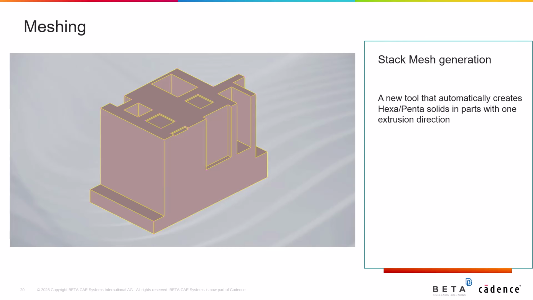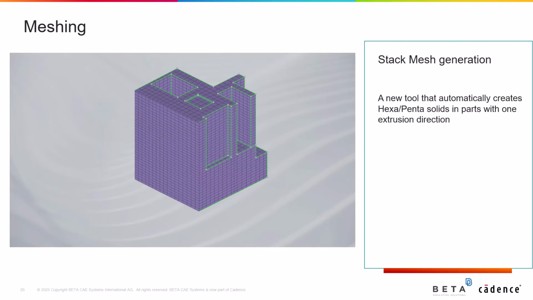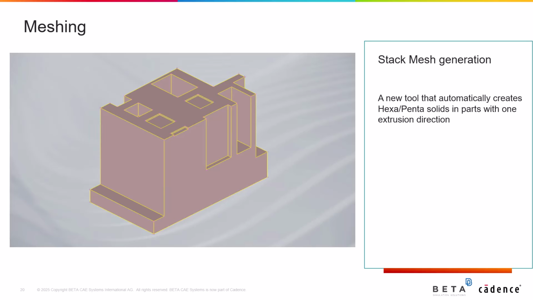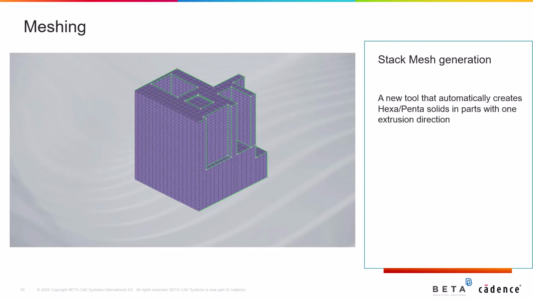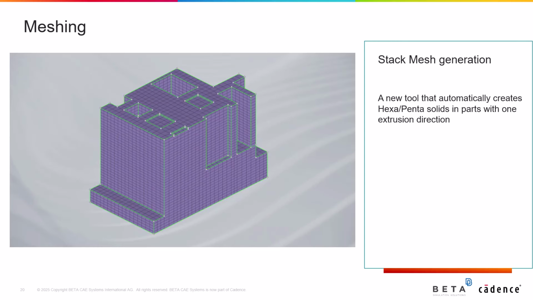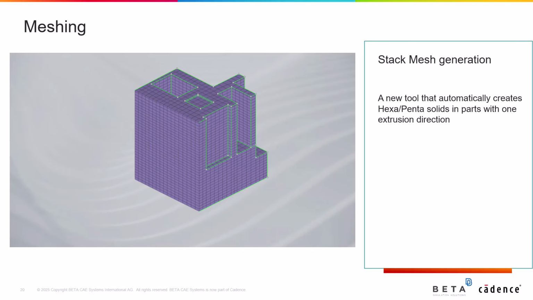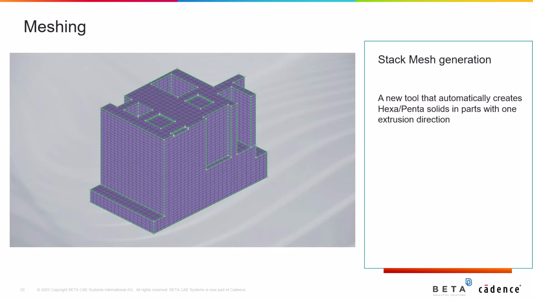A new automatic tool has been introduced to create hexa or penta meshes by projecting the geometry of a part onto a planar face and then extruding it normally to the projected plane. This tool automates the hexa or penta meshing process for parts or assemblies with a common extrusion direction, significantly speeding up the preparation of electronic components.